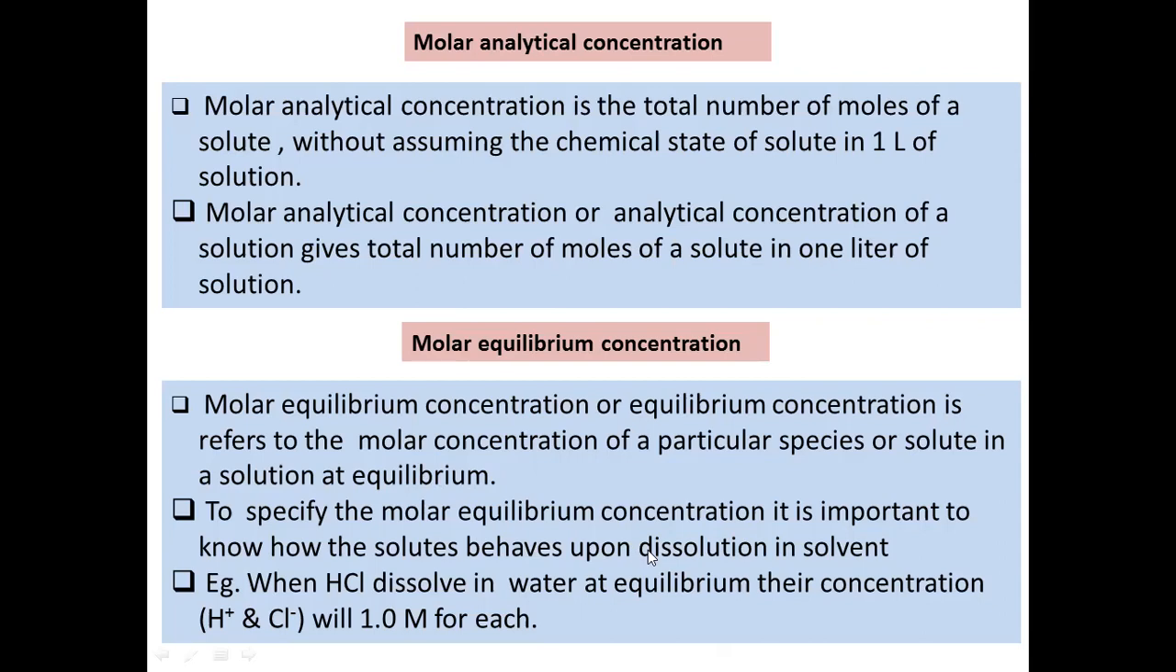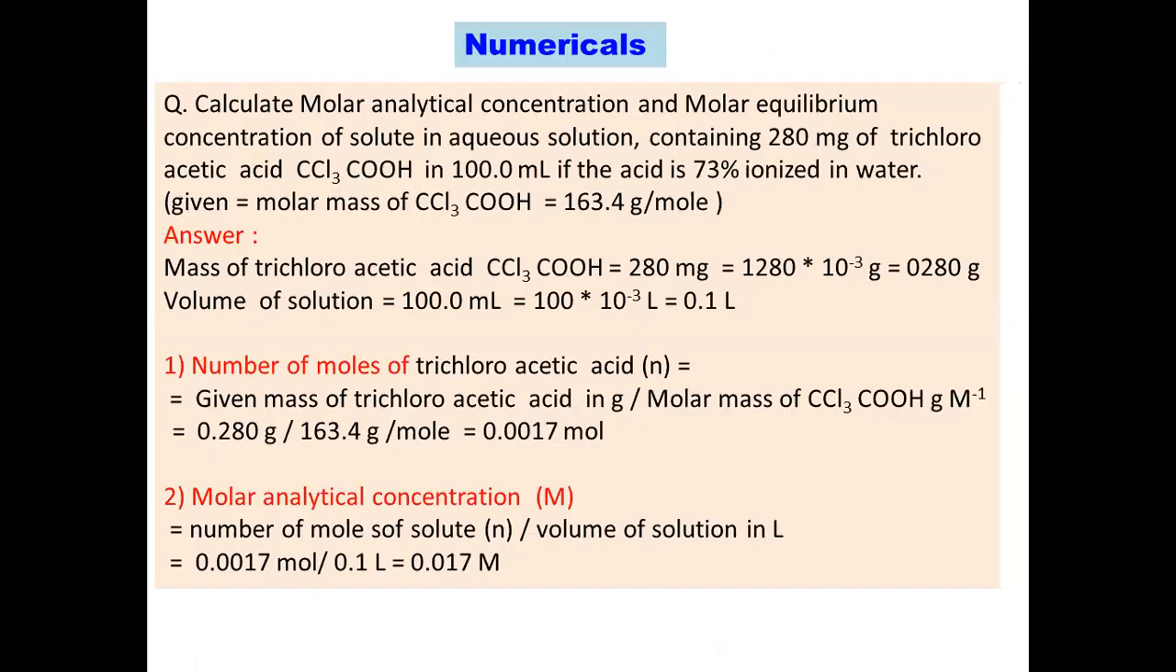To specify the molar equilibrium concentration, it is very important to know how the solute behaves upon dissolution in the solvent. Whenever the solute is dissolved into the solvent, what is its behavior, like whether it completely dissolves, whether it is completely separated into ions. For example, when HCl dissolves in water at equilibrium, their concentration will be 1 molar for each. So H plus and Cl minus get separated, and complete dissolution of HCl in water will give the ions H plus and Cl minus, and for each the molarity will be 1 mole.